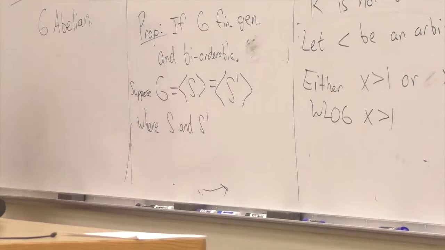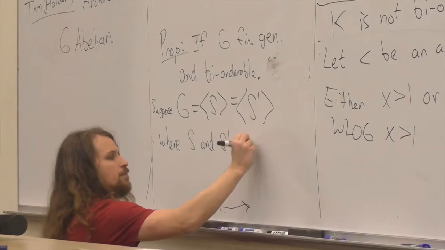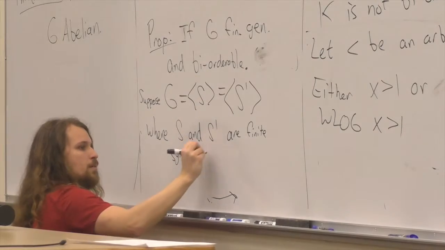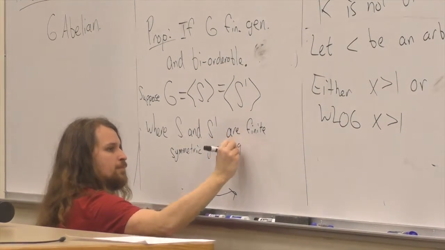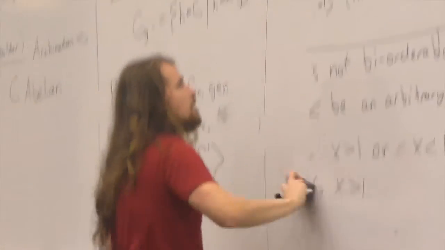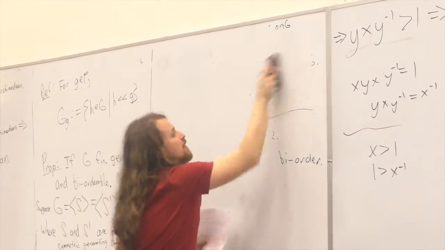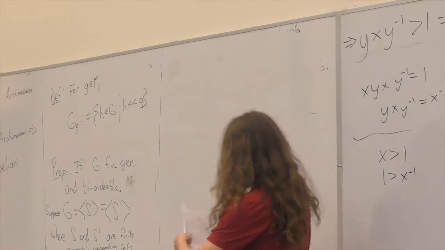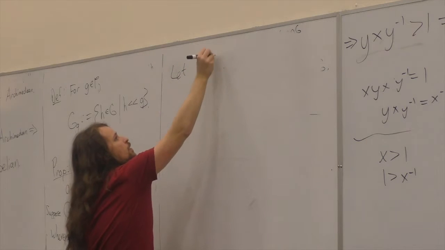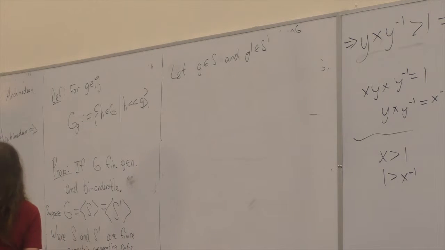So S and S prime are basically finite symmetric generating sets. No conclusion yet, I'm just kind of getting... finally, let G and G prime be in their respective symmetric generating sets.